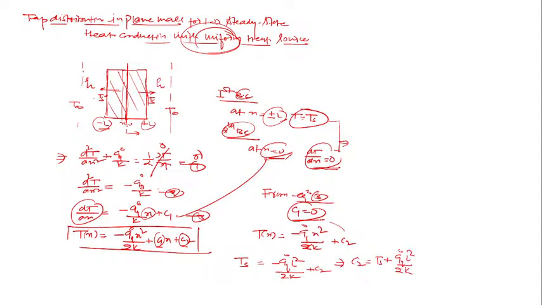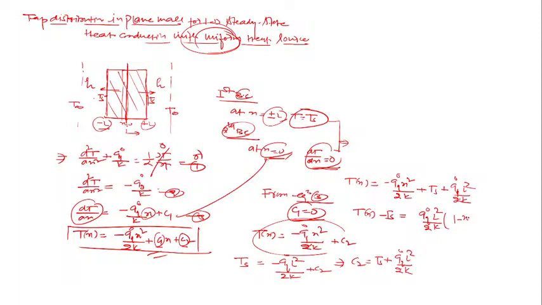Please put the value of C1 and C2 in this equation. C1 is already 0, C2 I told you. So this profile is T as a function of x equal to minus qg dot into x square by 2k plus C1 is 0, C2 is Ts plus qg dot into L square by 2k. Then T as a function of x minus Ts is equal to qg dot into L square by 2k. You can take common, then it becomes 1 minus x square by L square. Please check.